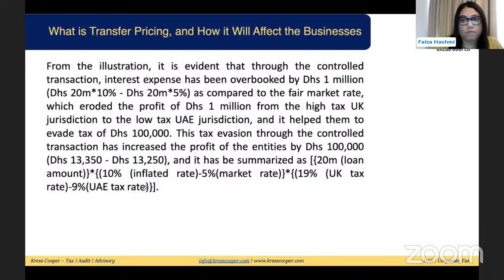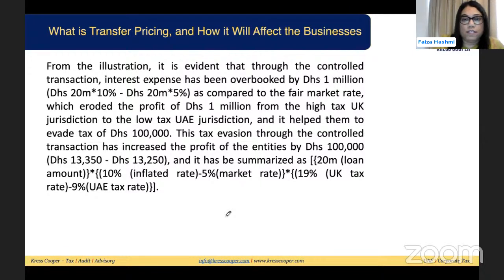Can you shift the slide? So just talking about the illustration, like I just said, it is evident that in the controlled transaction, the interest expense is being overbooked by 1 million, as compared to the fair market rate, right? So this has eroded the profit by 1 million from the high jurisdiction to the low jurisdiction, since the UK tax rate is much higher than the UAE tax rate, like I discussed before.